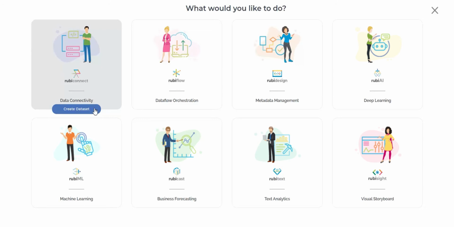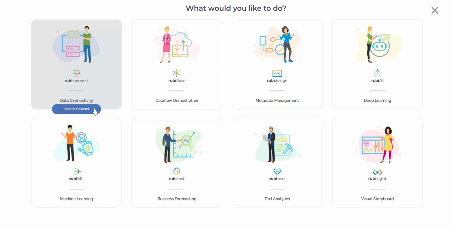It is also used for orchestration of the data flow. Ruby Design is used to manage the metadata. RubyML is used for machine learning algorithms. RubyCast is used for forecasting. RubyText is used to perform operations on the textual data. RubySite is used for the visualization of the data.